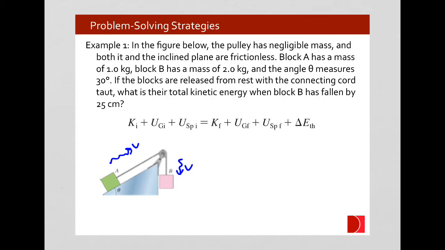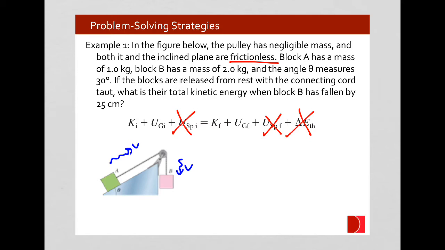So in this case, we're being asked, if the blocks are released from rest, what is their total kinetic energy when block B has fallen by 25 centimeters? So we can look and we can say, all right, this block is going to move up, this block is going to move down, so we have to include kinetic energies. They're moving up and down, so we have to include gravitational potential energy. There are no springs here, so we do not have to include spring potential energy. And the system is frictionless, so we don't have to consider thermal energy.